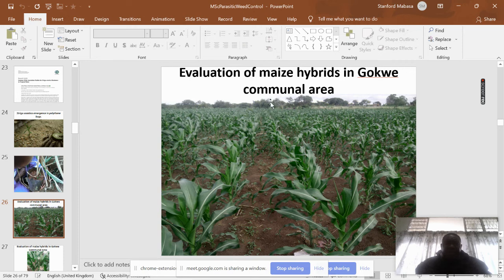This is one of the experiments where maize hybrids, which were developed by UZ, were being evaluated in Gokwe communal area. So this area is striga endemic, but you can see the maize looks quite healthy in these striga infested areas.